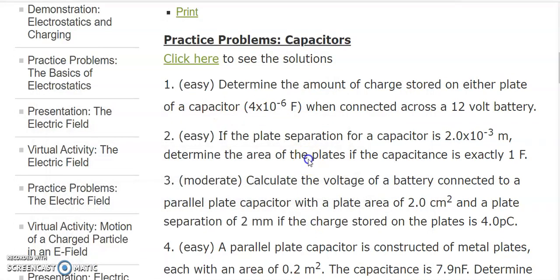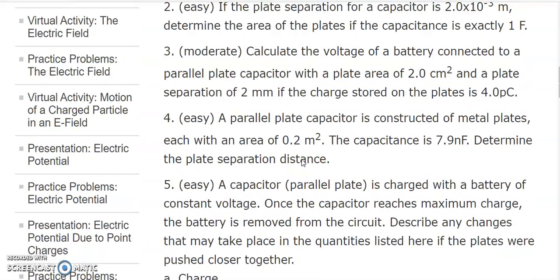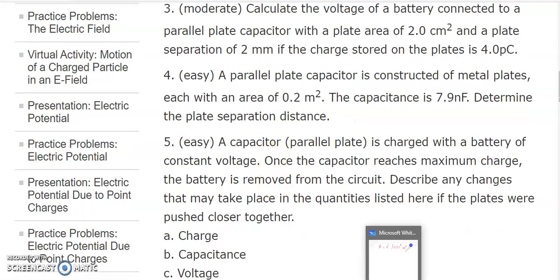Okay, now moving on to the third one. This is a bit moderate level of a question. You need to calculate the voltage of a battery connected to a parallel plate capacitor with a plate area of 2 centimeter squared and a plate separation of 2 millimeter, if the charge stored on the plate is 4 picocoulombs. So charge is given, which is 4 picocoulombs, and the area is also given, and the distance between the two plates is given, and you need to calculate the voltage. So this is a bit tricky, and you need to think about how you would solve this.